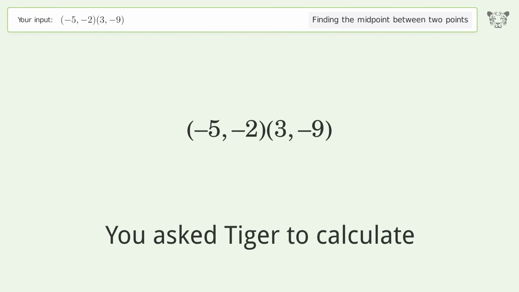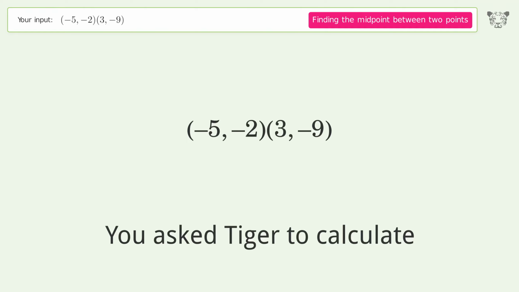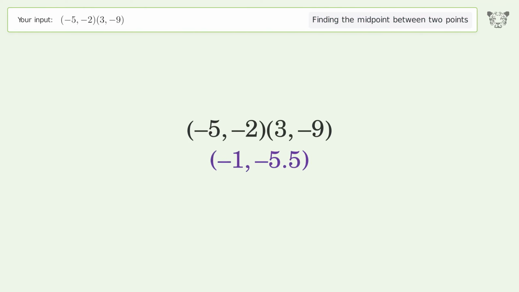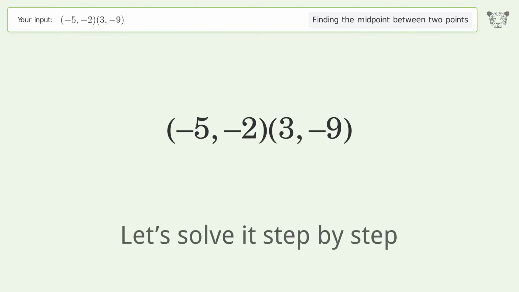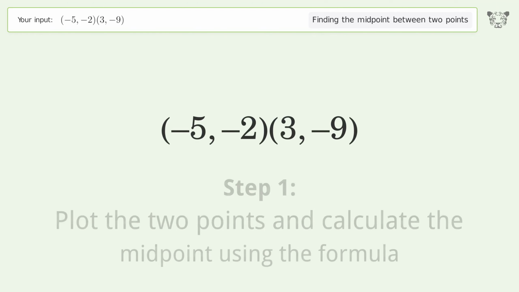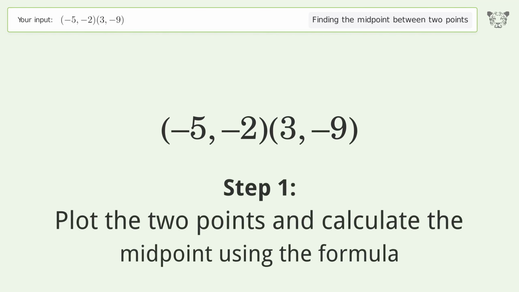You ask Tiger to calculate. This deals with finding the midpoint between 2 points. The midpoint between the 2 points is -1, -5.5. Let's solve it step by step. Plot the 2 points and calculate the midpoint using the formula.